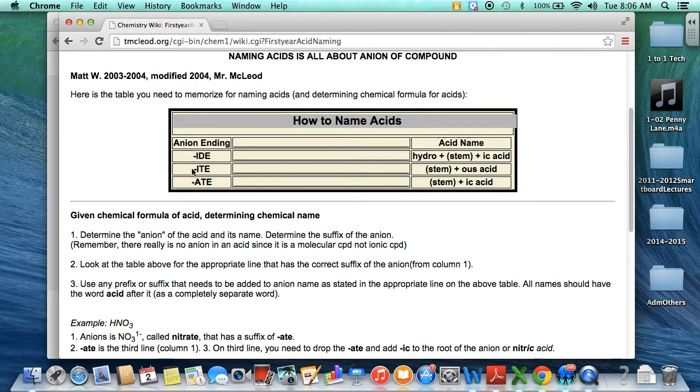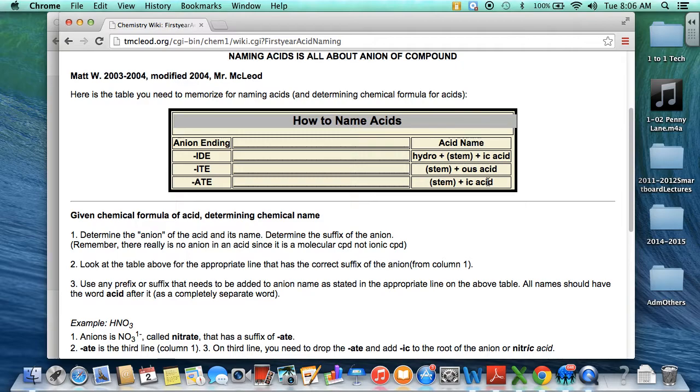If the anion ends in ITE, then it's just the stem of the name, and ous at the end, acid. And if the anion name ends in ATE, it's the stem plus ic, acid. So, in essence, IDE is hydro and ic, ITE is ous, and ATE is ic.